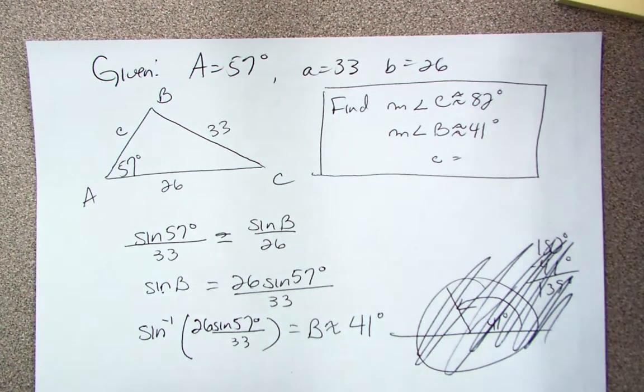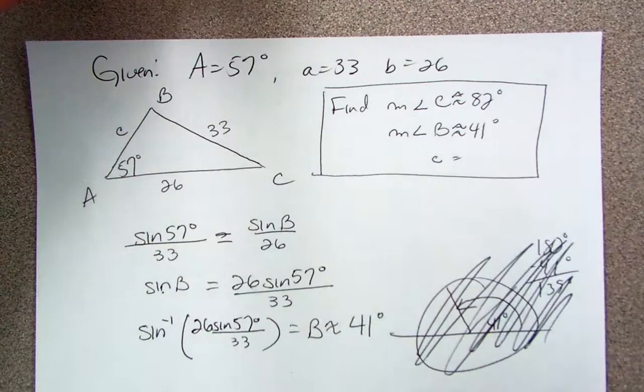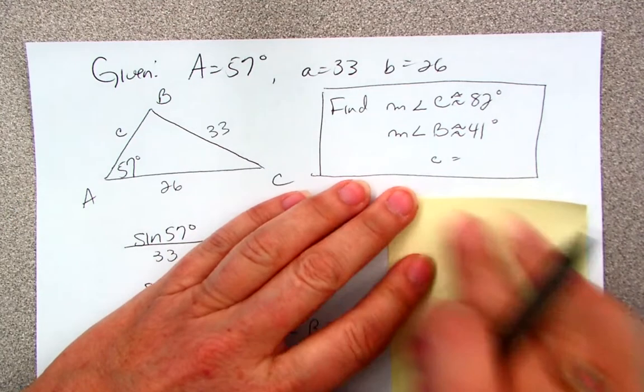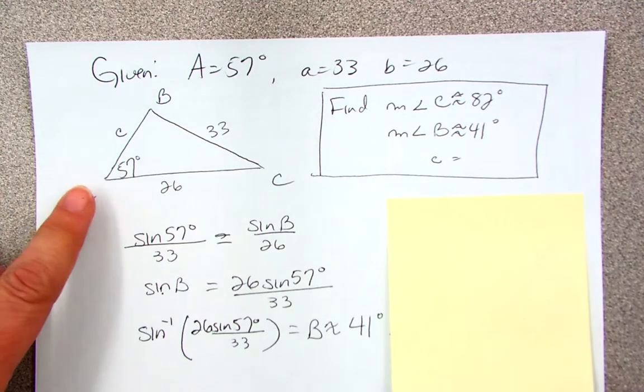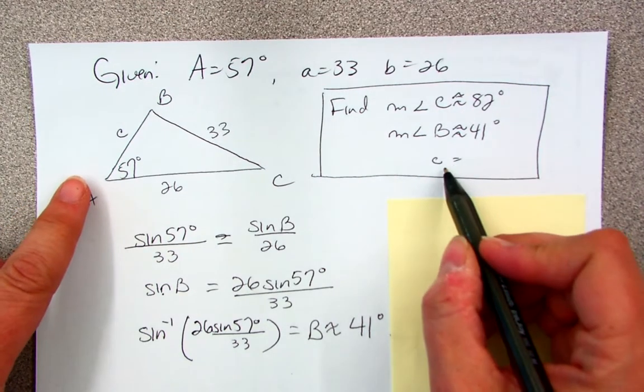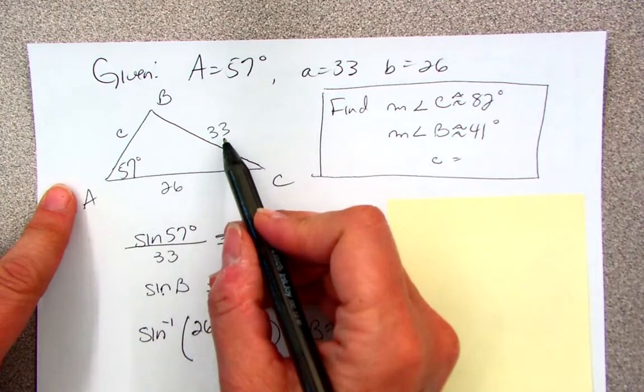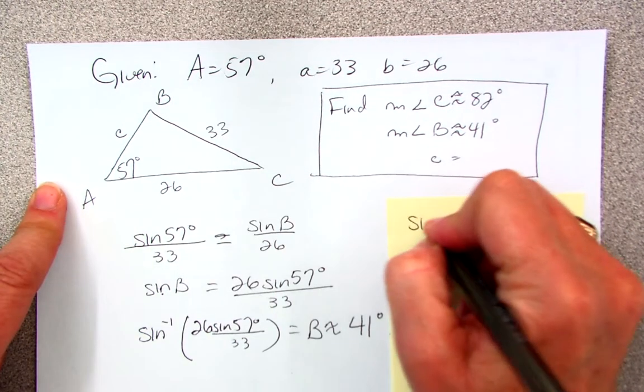So let's go ahead and take a look at that. I've kind of used my space here, so I'm going to cover that up so I can write here. So let's see. I need to find side C, right? I still have a complete ratio. Let me write that down.